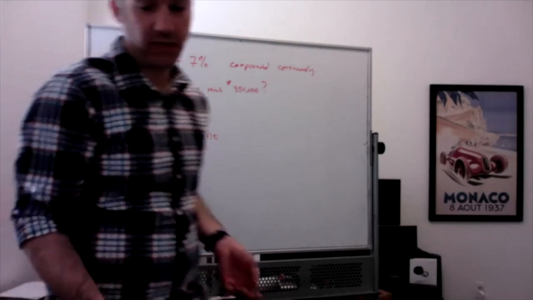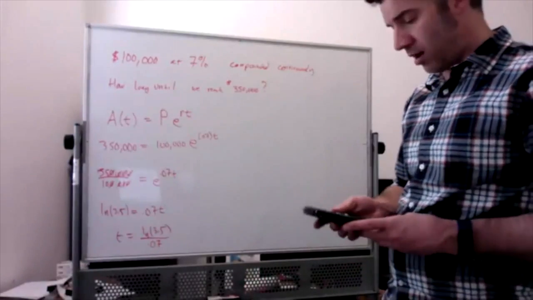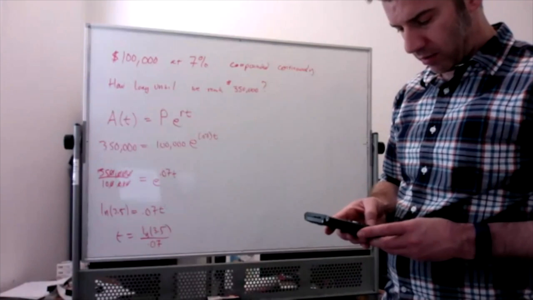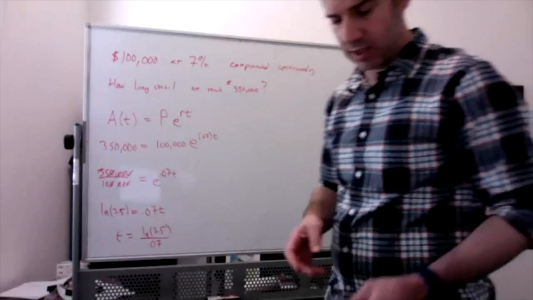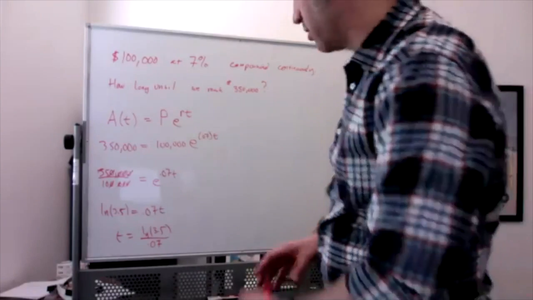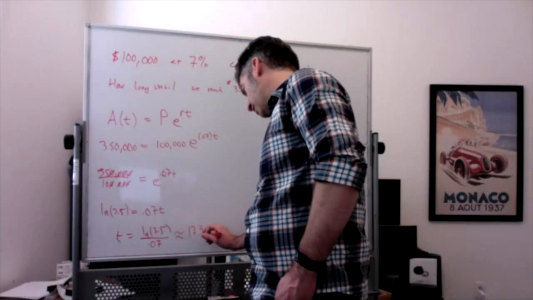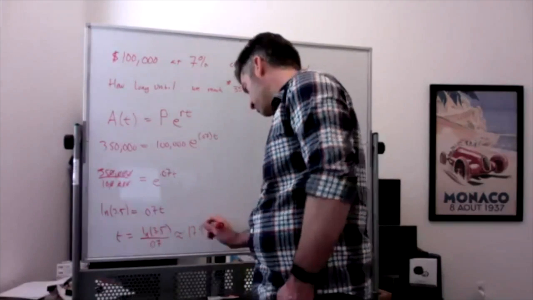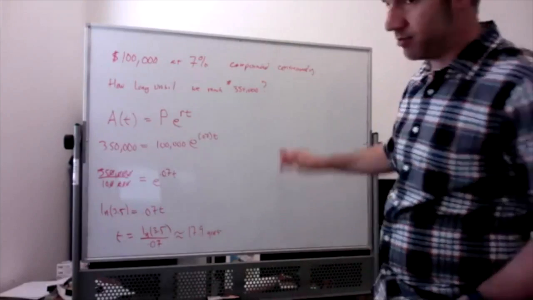And that's where you should leave your answer, unless they're giving you decimals or calculators to use. The natural log of 3.5 divided by 0.07 is approximately 17.89. So I would say it's approximately 17.9 years. Okay, it seems not unreasonable for that to take that long.